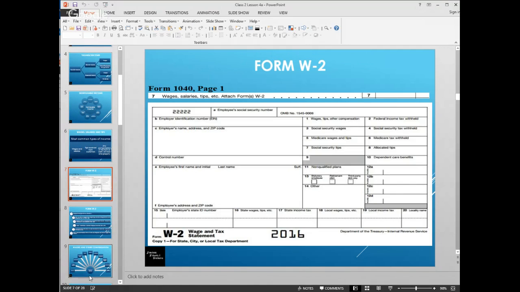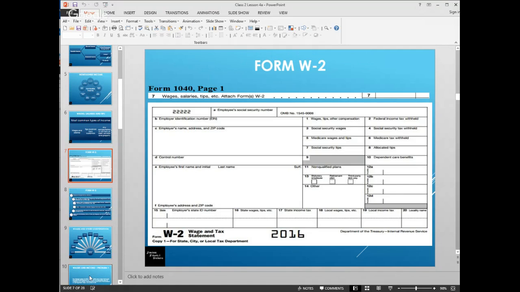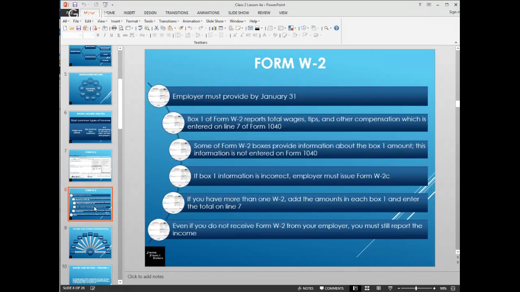There are details on all of the individual lines and what different codes can mean. I would refer you to the IRS documentation for the instructions for Form W-2 if you're interested in learning things in that level of detail. The key things that are relevant at a high level for the W-2 is employers must provide these by January 31st. Box 1 of the W-2 reports the total wages, tips, and other compensation.